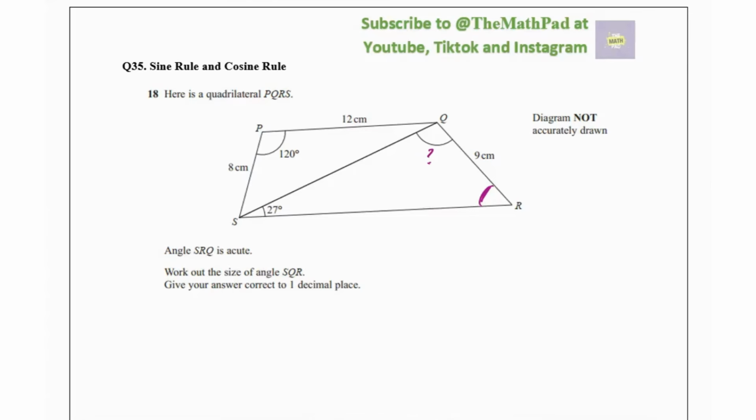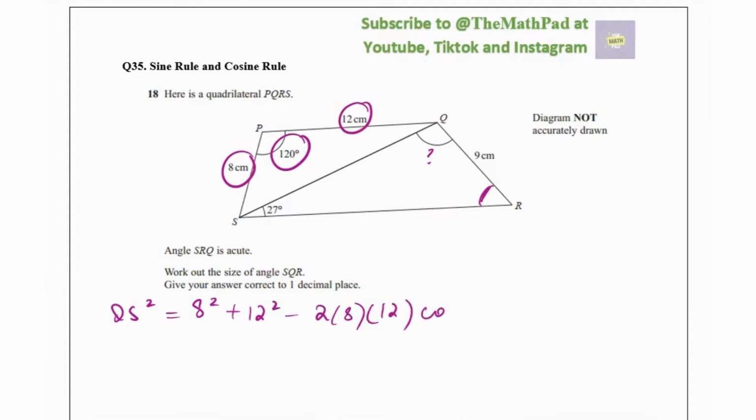So if you look at the triangle PQS, we have two lengths and the angle between them. So we can use cosine rule to figure out the length of QS and then use that to figure out the angles. So QS squared equals 8 squared plus 12 squared minus 2 times 8 times 12 times cos of 120. Remember, whenever we have two lengths and the angle between them, we will always use cosine rule to find the third length. So that's going to be 64 plus 144 minus.